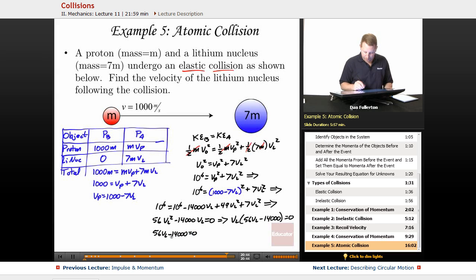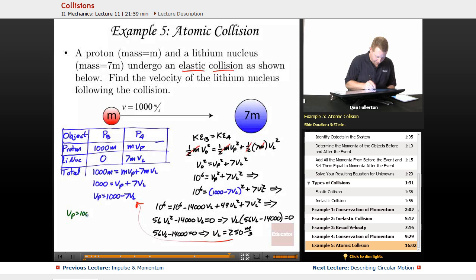Add 14,000 to both sides, divide by 56, and I can find that VL is equal to 250 meters per second. And if VL is equal to 250 meters per second, I can take that back over here to say that Vp equals 1,000 minus 7 times 250, which is negative 750 meters per second.